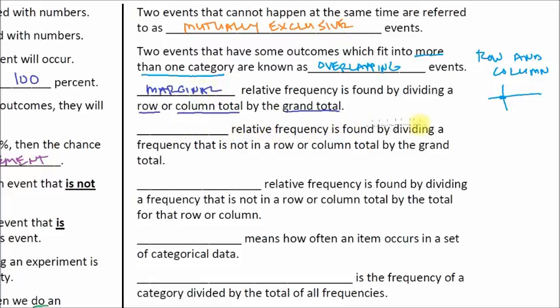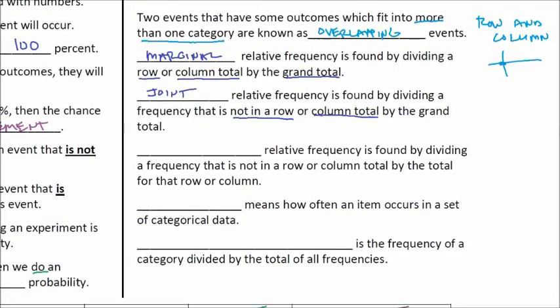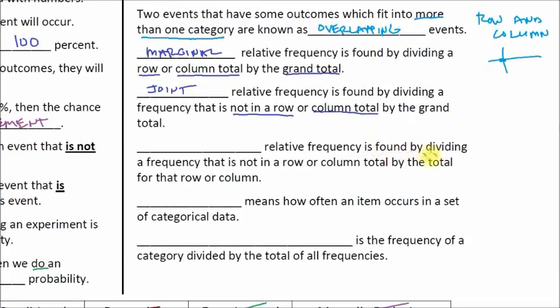Blank relative frequency is found by dividing a frequency that is not in a row or column total by the grand total. That means it's one of the numbers that are inside the table, which means they're included in both a row and a column, and that is joining a row and a column together, so it is joint relative frequency.